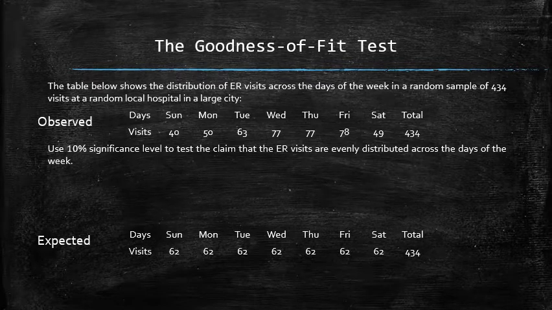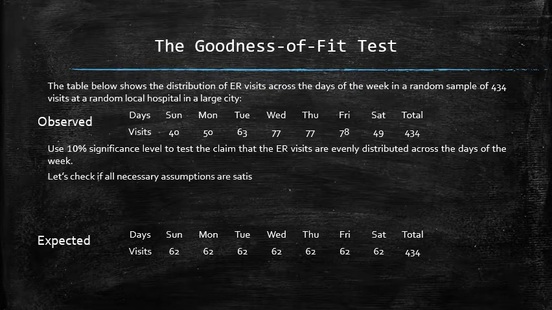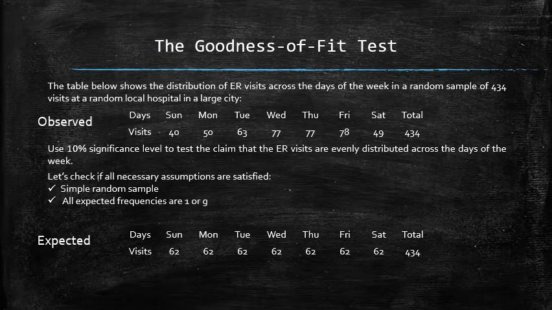Before we begin the goodness of fit procedure, let's check if all necessary assumptions are satisfied. The sample must be assumed simple random. If not, then the results of the test are invalid. All expected frequencies must be 1 or greater, and at most 20% of the expected frequencies are allowed to be less than 5.